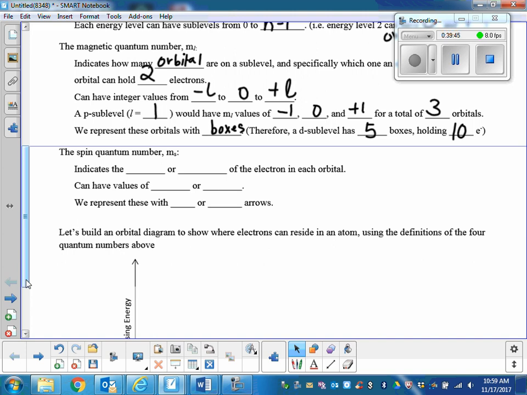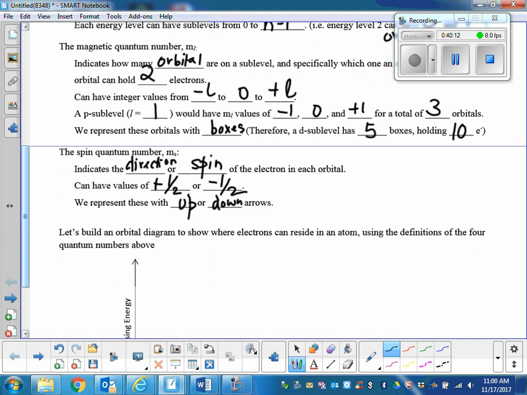Okay? So it indicates the direction or spin of an electron in each orbital. What are the possible values of the spin quantum number? Plus half or minus half. We represent this with an up or a down arrow. Okay?